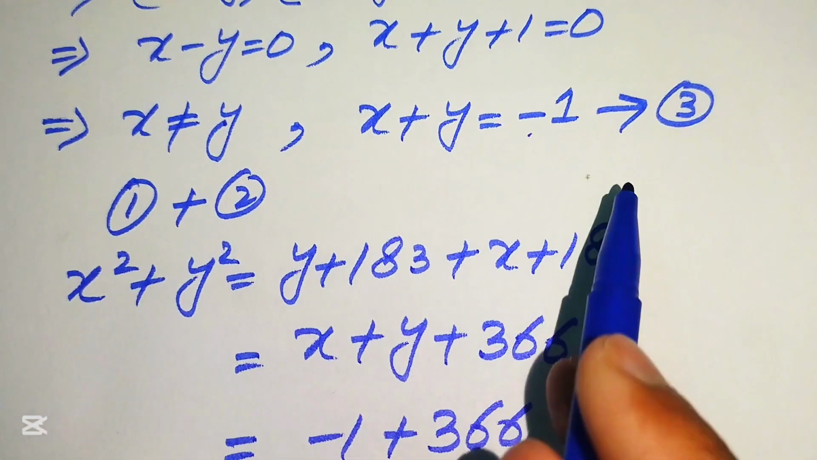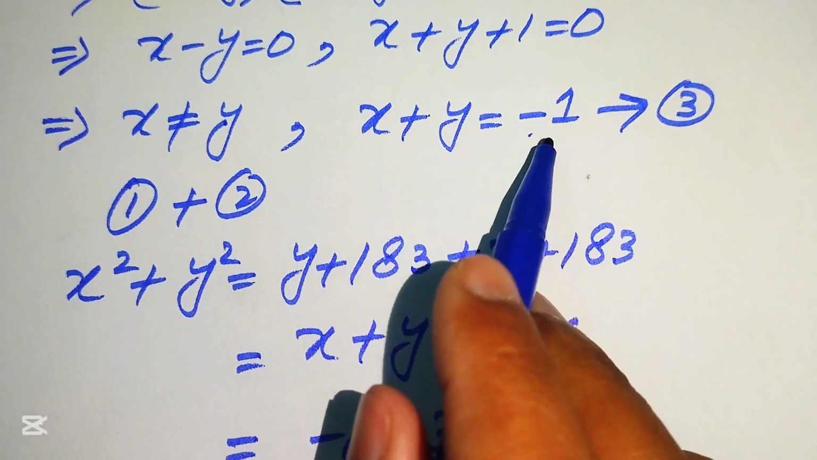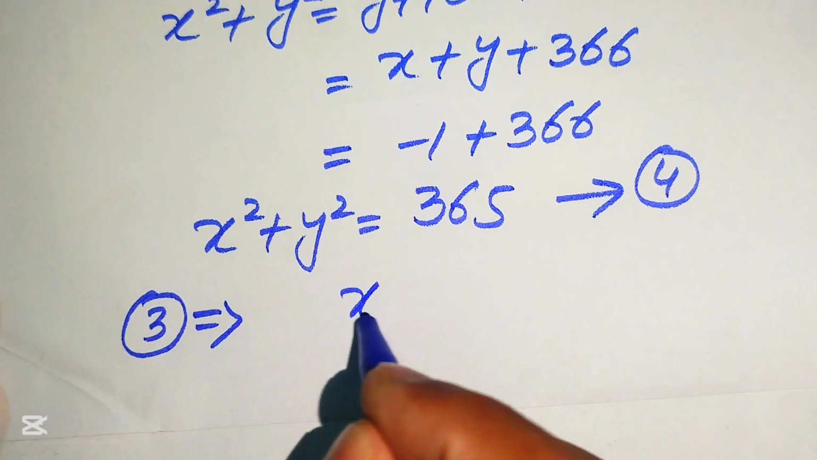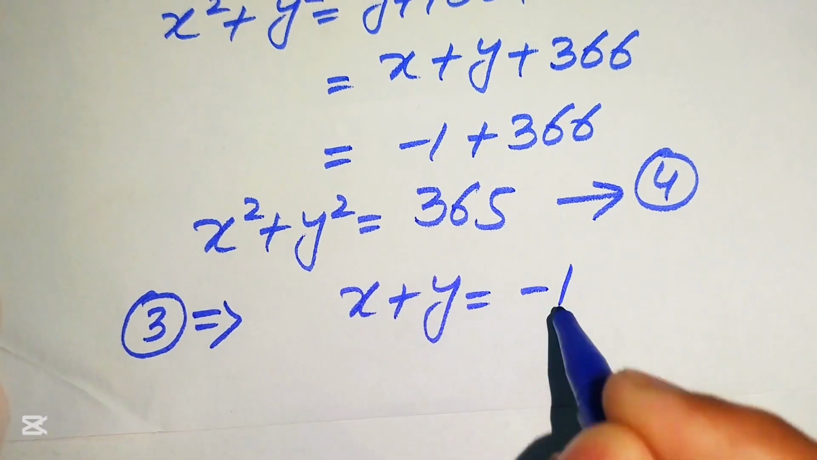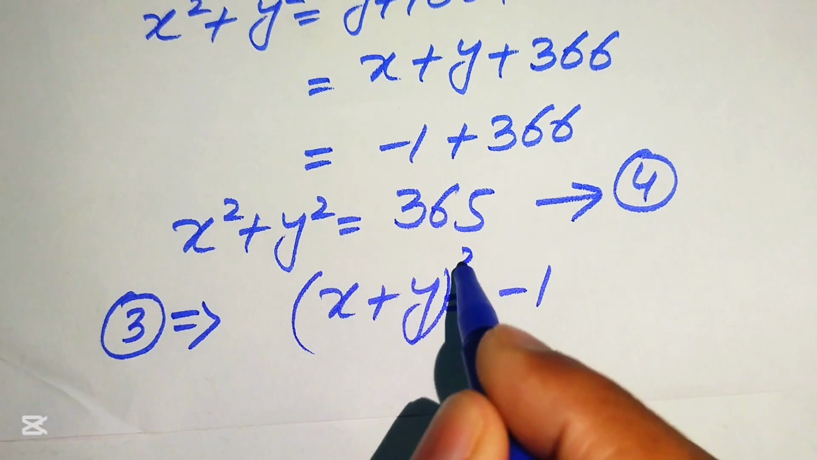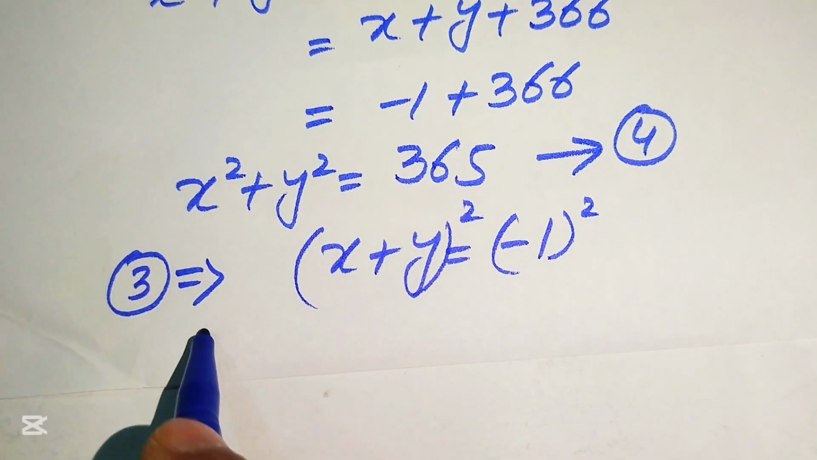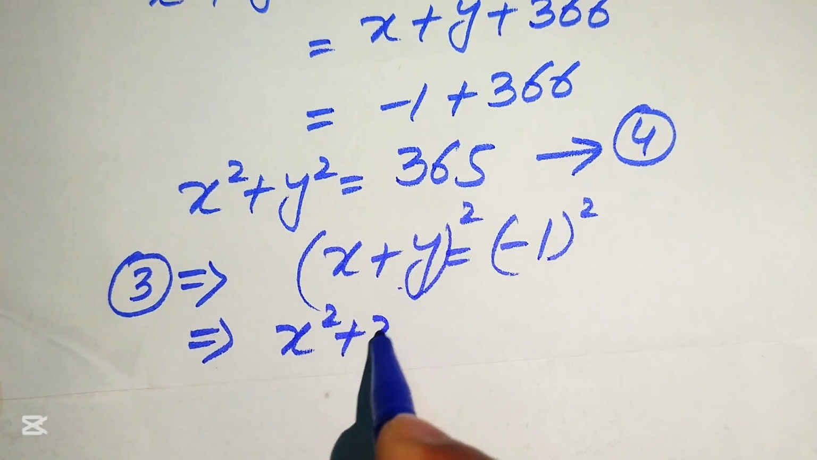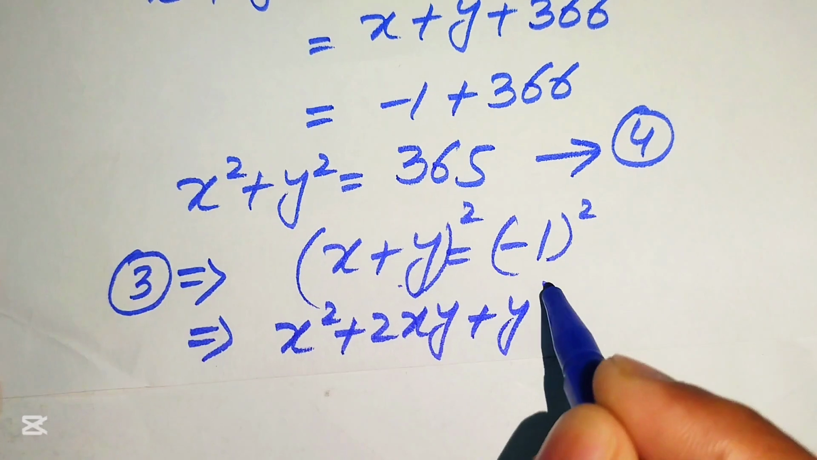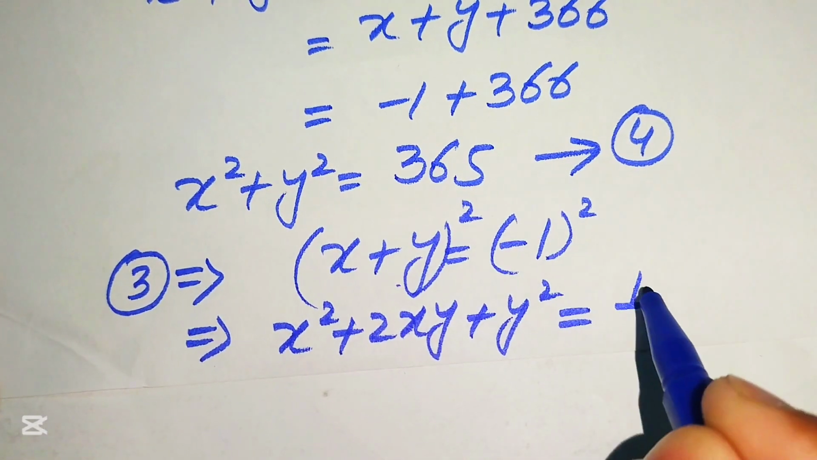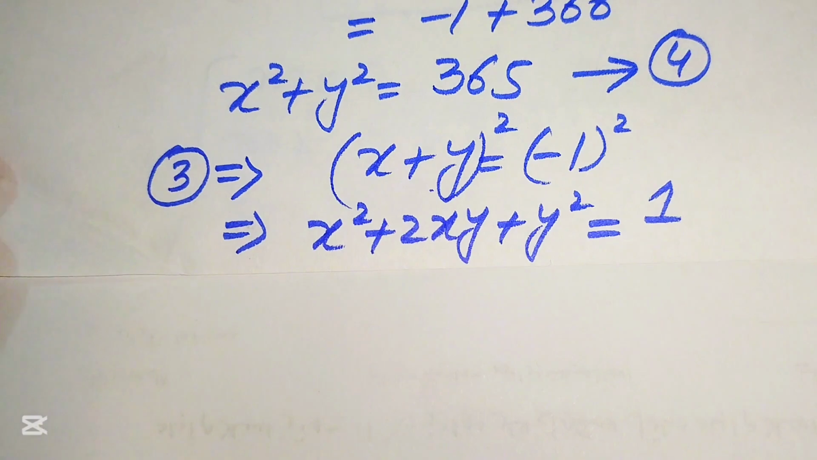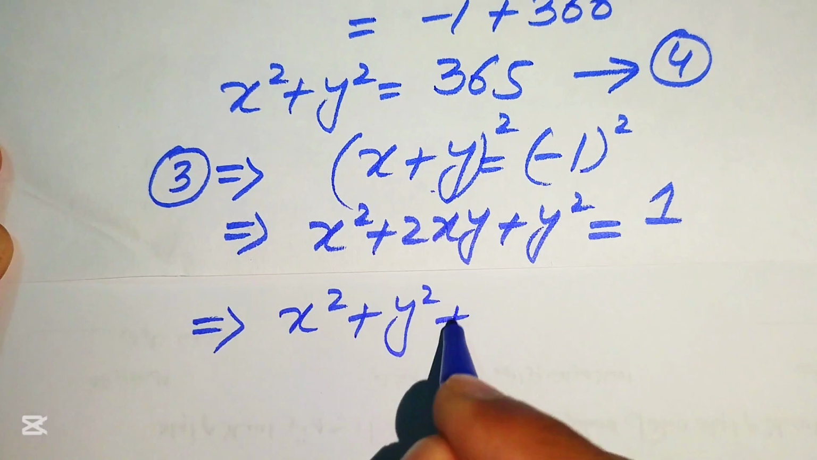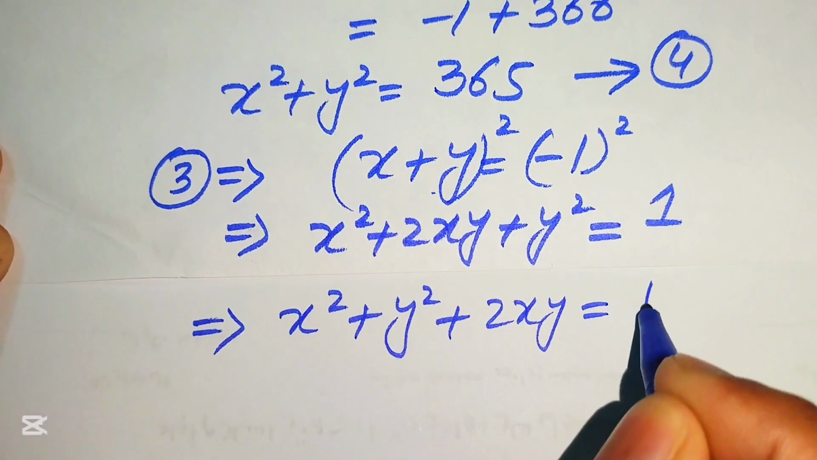So here we need to focus on equation number 3, and now we can take the squaring on both sides of equation number 3. Equation number 3 implies that first we copy down equation number 3, it is x plus y equals minus 1, and now we take squaring on both sides of this equation. Here we can apply this algebraic formula, and you know that x plus y whole square equals x square plus 2 times xy plus y square equals minus 1 square equals plus 1. So we rewrite this equation in this form: x square plus y square plus 2 times xy equals 1.